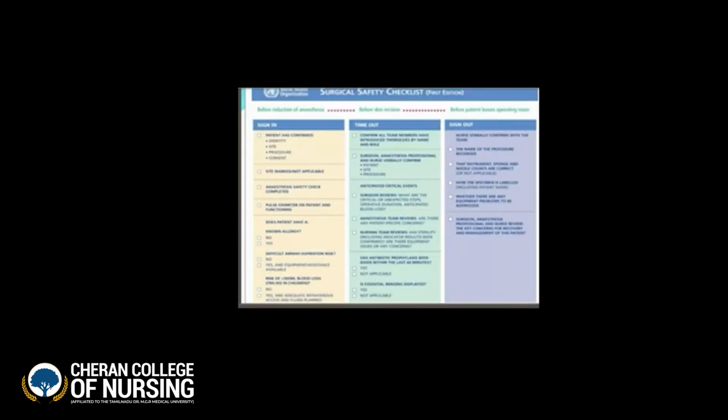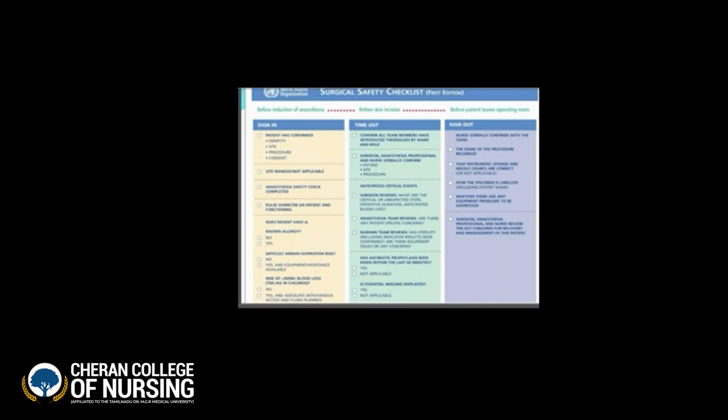Then we will move to the surgical safety checklist. We can see the surgical safety checklist here: before induction of anesthesia, before skin incision, and before the patient leaves the operating room. So in order it is sign in, time out, and sign out. What are you doing in sign in, time out, and sign out? To ensure the correct patient, correct site, and correct surgery, to make the patient safe.